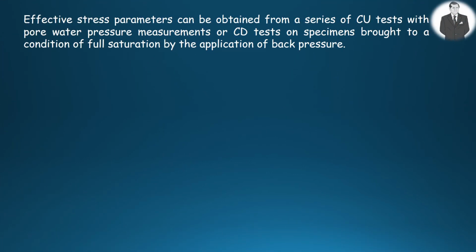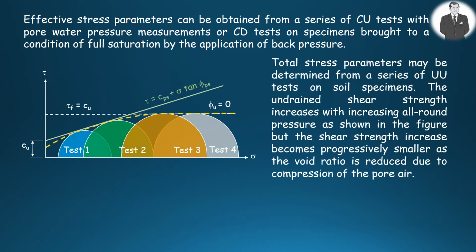Effective stress parameters can be obtained from a series of CU tests with pore water pressure measurements or CD tests on specimens fully saturated by the application of back pressure. Total stress parameters may be determined from a series of unconsolidated undrained tests on soil specimens.